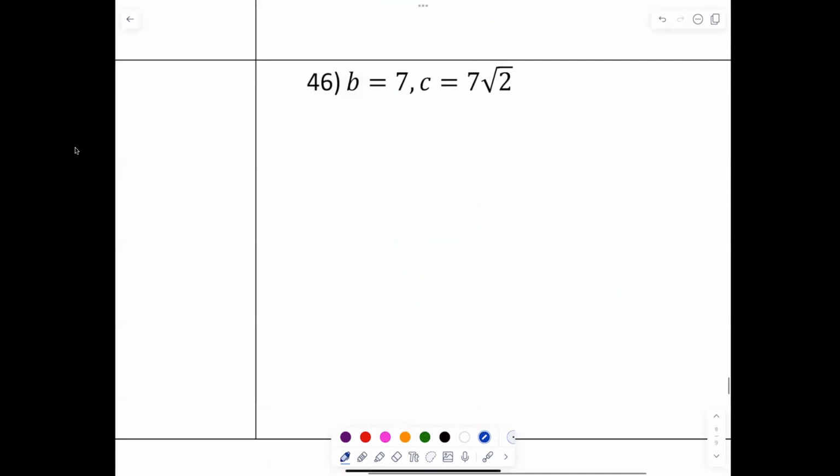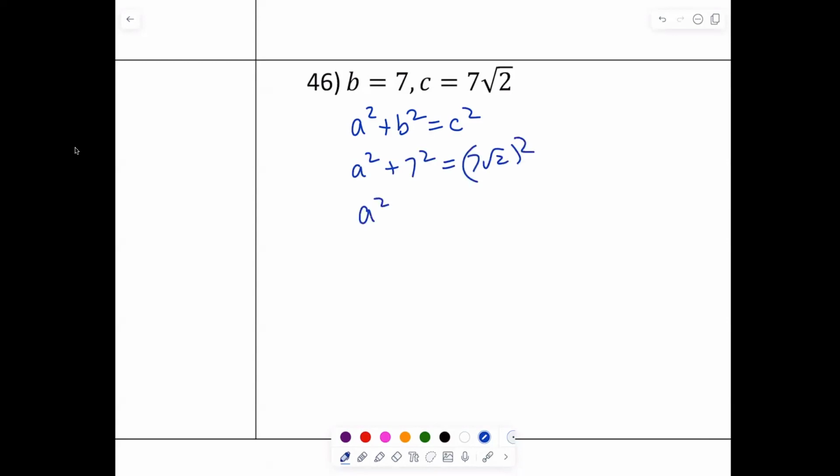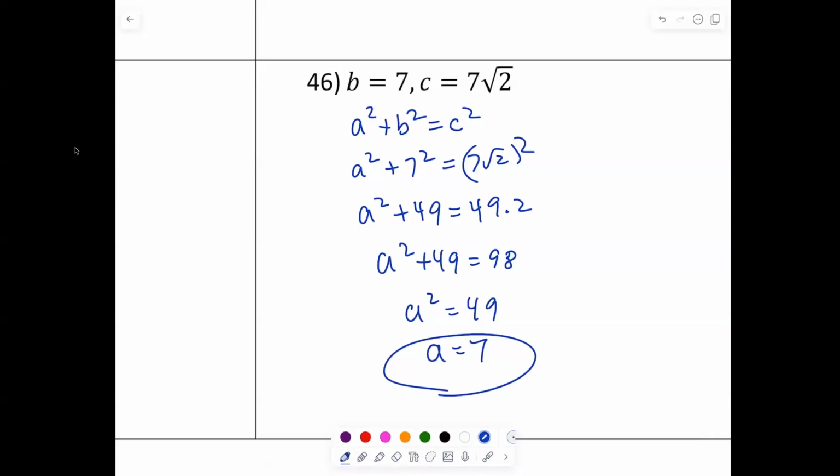All right, one more. A squared plus B squared equals C squared. A squared plus 7 squared equals 7 radical 2 squared. There you go. Anybody have any questions with that? Anybody have any issues?